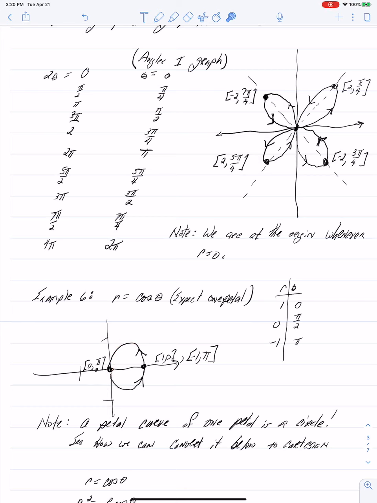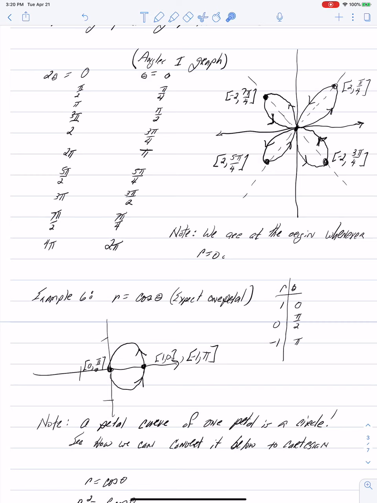Again, I ask myself, where is cosine largest, smallest, or 0? When the angle is 0, cosine is largest. When the angle is pi halves, cosine is 0. And when the angle is pi, cosine is minus 1, smallest.